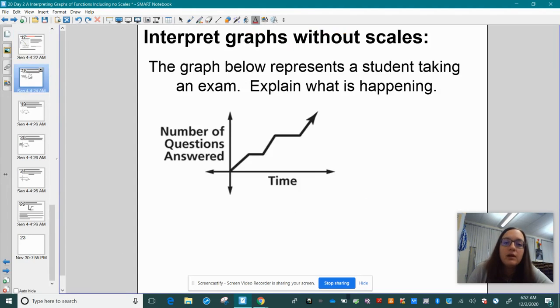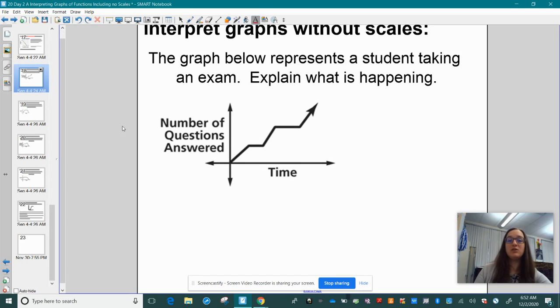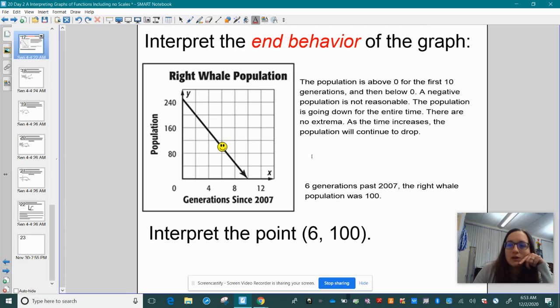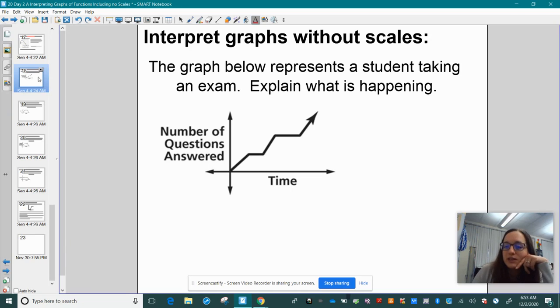All right, so interpret the graph without scales. Notice we don't have any exact numbers, so we're just going to kind of talk words here for this one. So it's those same ideas as we're increasing and decreasing, but we need to interpret it in real life. So just kind of like with the whales, we talked about the whales, right? As the time increases, the population would continue to drop. So we're going to use the words increasing, decreasing. Those are good ones. And as we're moving through time, right? So as time is passing, we're answering questions, number of questions answered. Well, let's read.